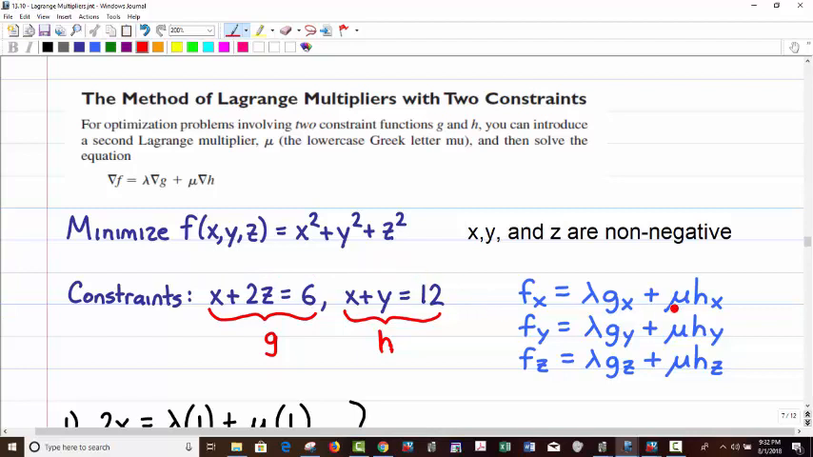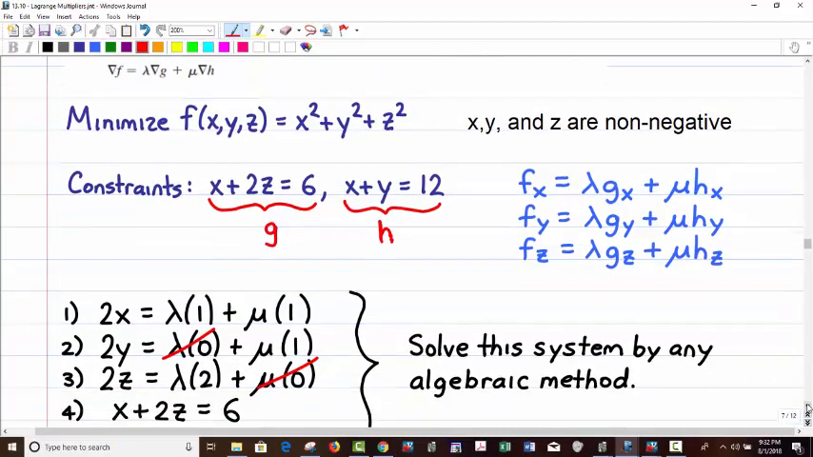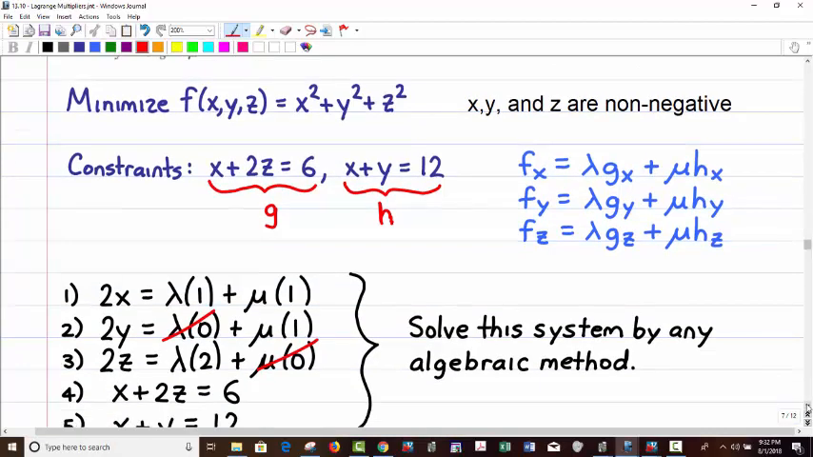So now the Lagrange equations will expand a little bit. So now we're going to have fx equals lambda gx plus mu hx. Fy equals lambda gy plus mu hy. Fz equals lambda gz plus mu hz. So now you see we're introducing a new variable, which could potentially make the problem more challenging.